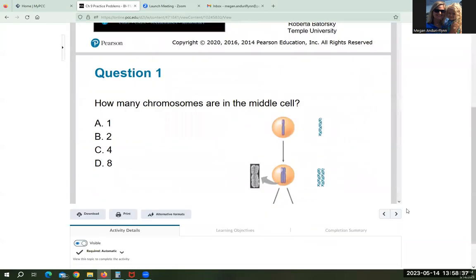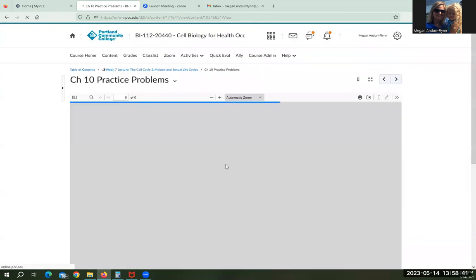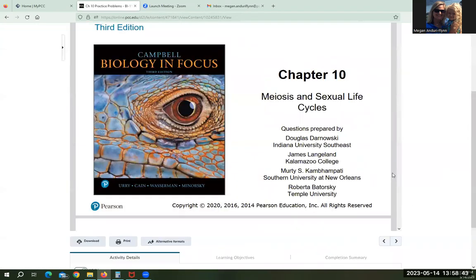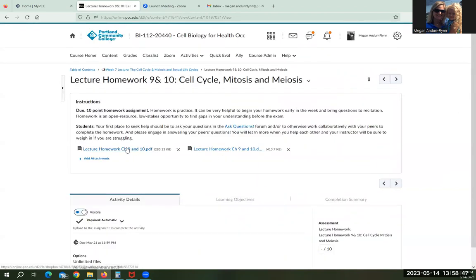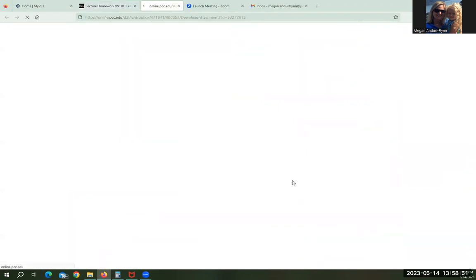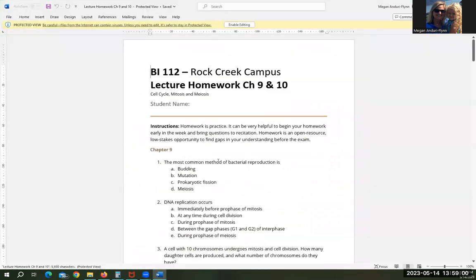Chapter 9 and chapter 10 practice problems, if you need extra help making sure you understand the information. And then we have the homework assignment for this week. So since we are not covering the homework assignment in class due to our exam, let me just take a look at it. Oops, bring that over there so you can actually see it.